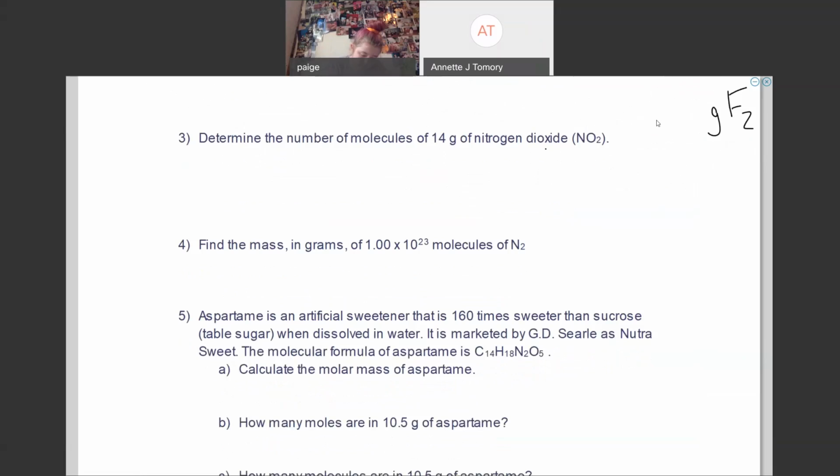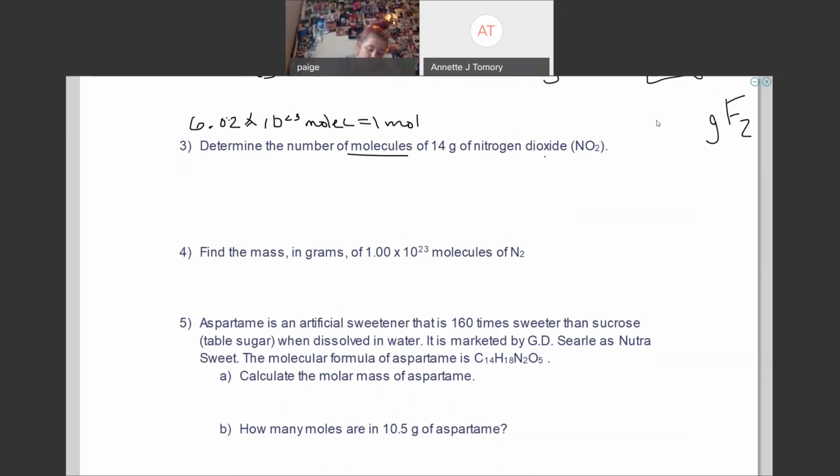So, determine the number of molecules. What number goes with molecules? 6.02 times 10 to the 23rd. 6.02 times 10 to the 23rd is equal to 1 mole. All right. 14 grams of nitrogen dioxide.